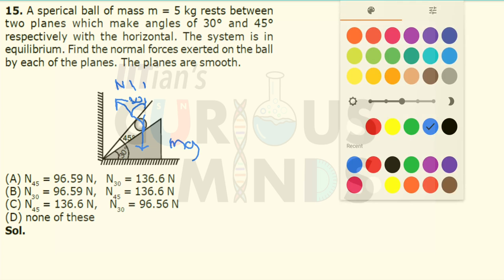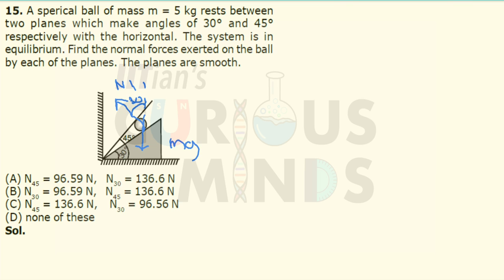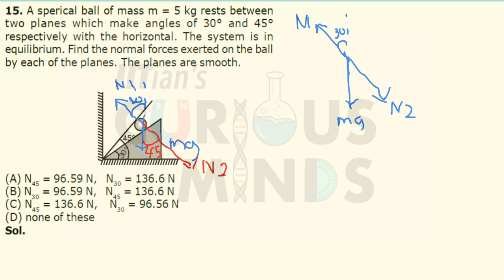There will be another force which acts due to the second incline, that is the 45 degree incline. It will be in this direction. Let it be equal to n2. Its angle with the vertical will be equal to 45 degrees. If I mark only the forces over here, n1 will be in this direction, whose angle with the vertical is equal to 30 degrees. mg is in the vertically downward direction. n2 is in this direction, whose angle with the vertical is equal to 45 degrees.